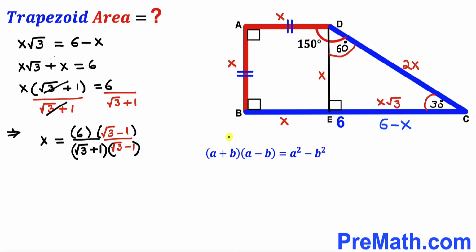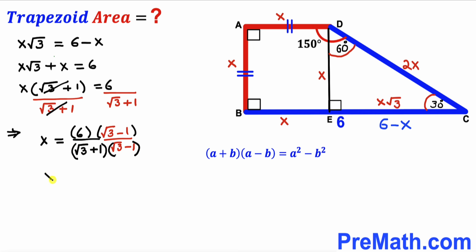And now let's recall this famous identity: a plus b times a minus b is going to give us a square minus b square. And we are going to apply this identity at this denominator. So therefore this denominator is going to become simply the square root of 3 whole square minus 1 square. So that's going to give us 3 minus 1 equals 2. So thus this denominator reduces to 2.